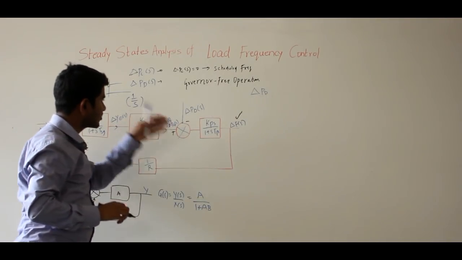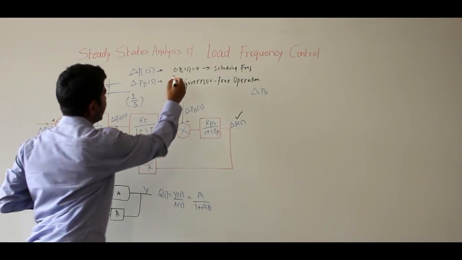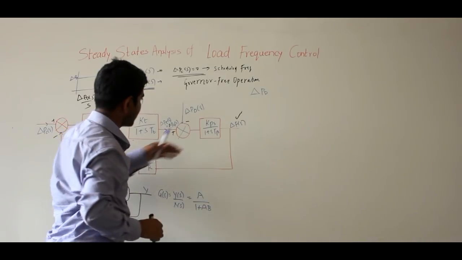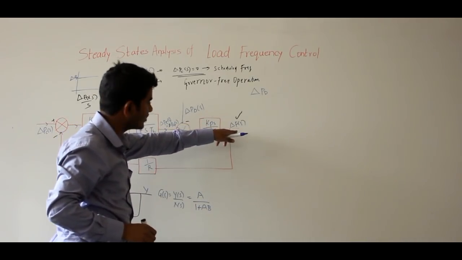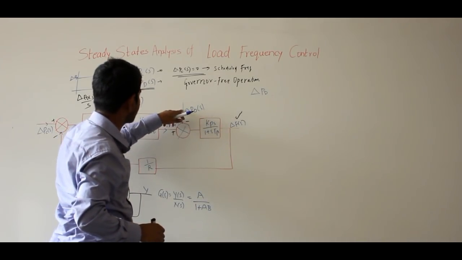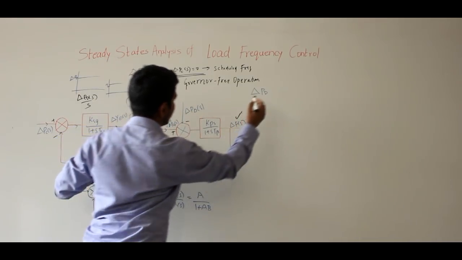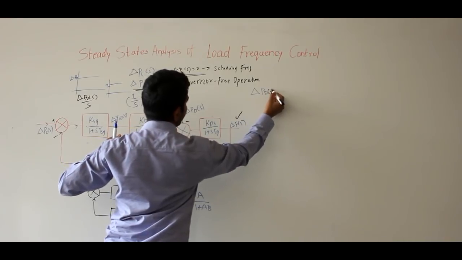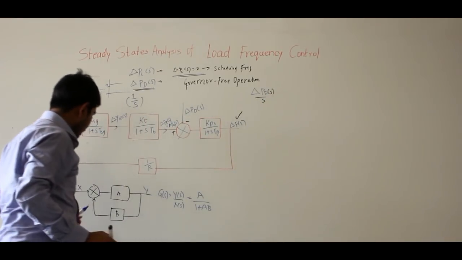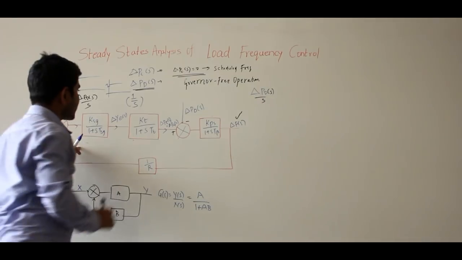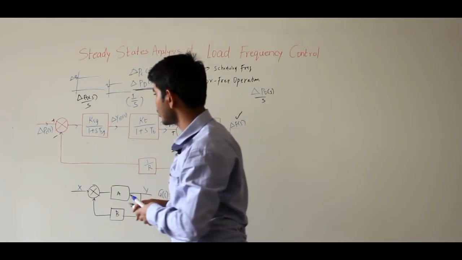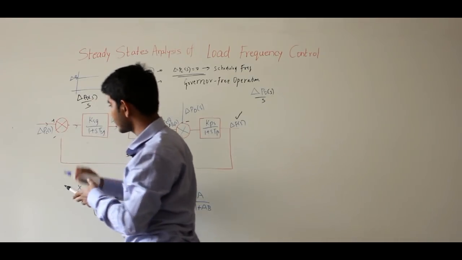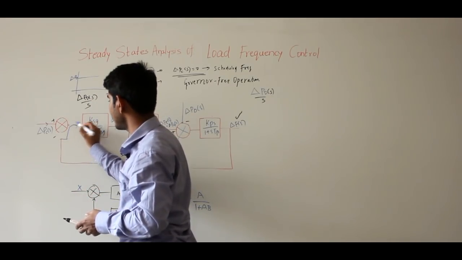So as you are considering a governor free operation where delta PCS is equal to 0, and we are just observing the steady state changes in the frequency with respect to changes in the load. So that means the input here, the Laplace of the input, will be delta PD of s upon s. Now, as the PCS will be equal to 0, you can cut off the summer and you can join it from here.